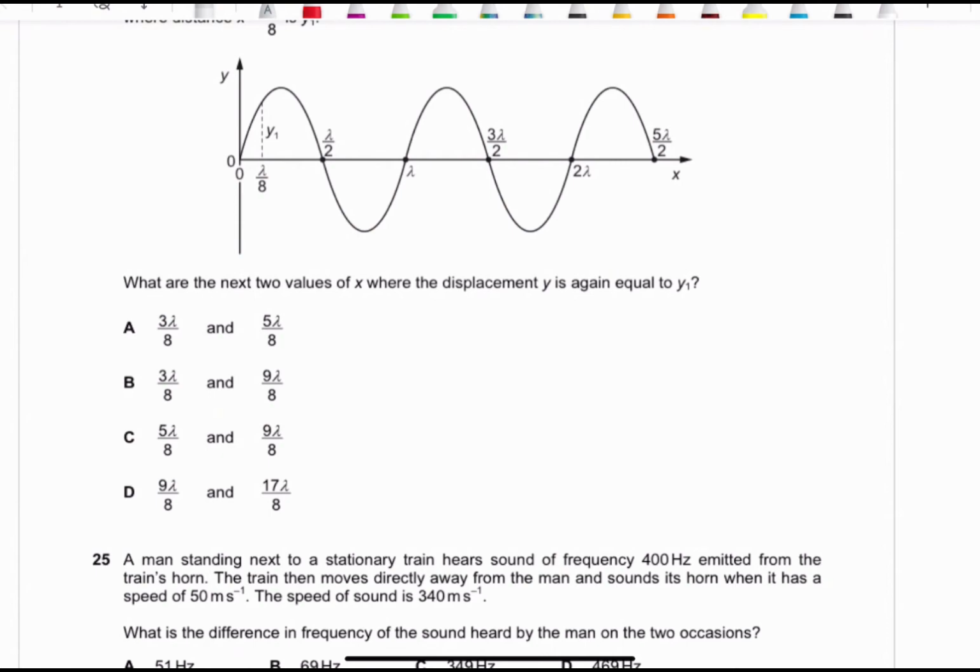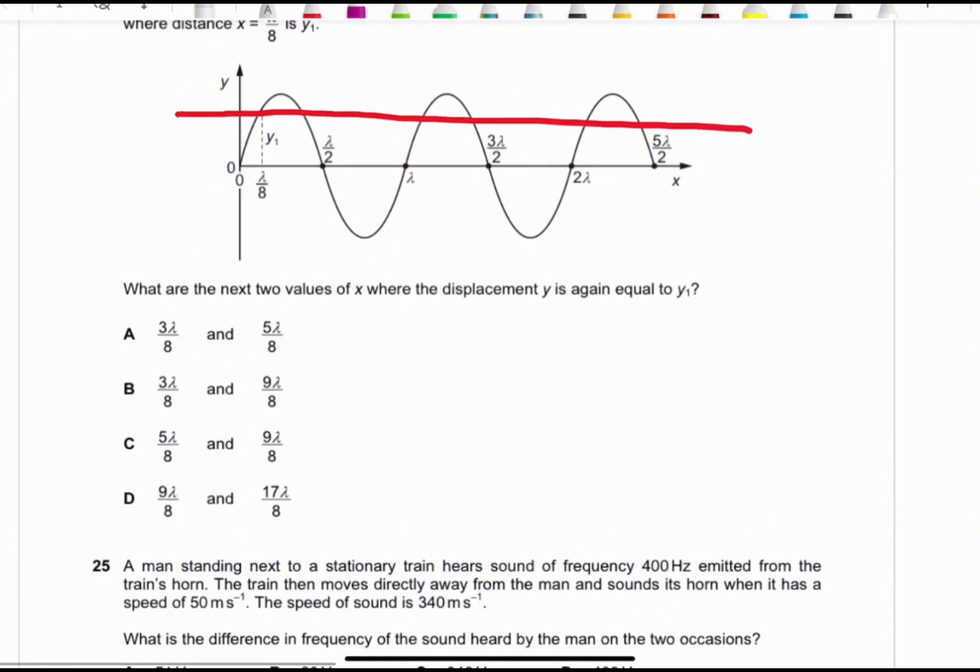So what you're going to do is draw a horizontal line that's going to cut through here, like that. And where are the points that are equal to y1? The first one is here. The next one is there, the next one is there, there, and there. So I have 1, 2, 3, 4, 5. I have 5 points where it's going to be equal to y1.